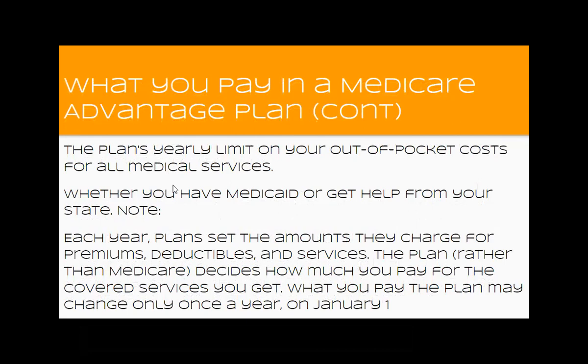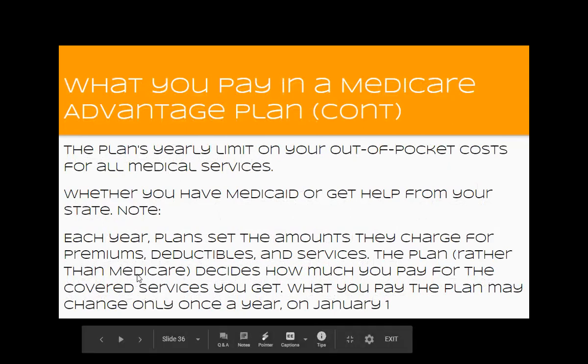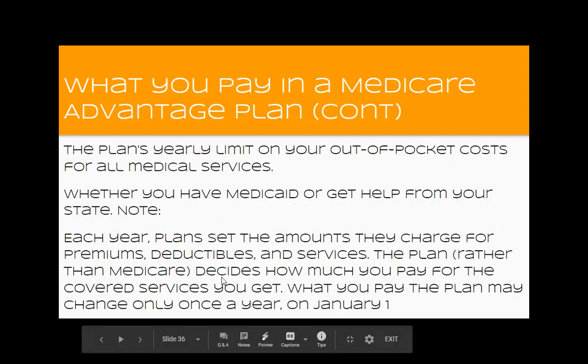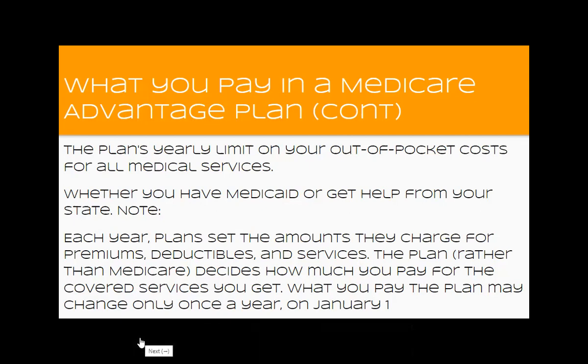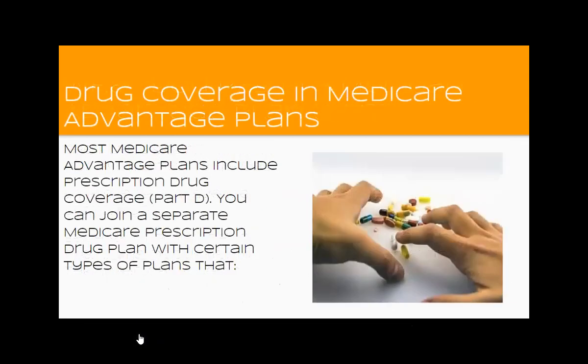What you pay in a Medicare Advantage plan: the plan's yearly out-of-pocket amount changes, and each year plans set the amount that they charge for the premium, deductible, and services. The plans, rather than Medicare, decide how much you will pay for your covered services. What you pay may change once a year, and it always changes on January 1st. So they try to get the annual notice of change out in September, so you have all that time to go over and see how your plan is changing, and Medicare made that a requirement.